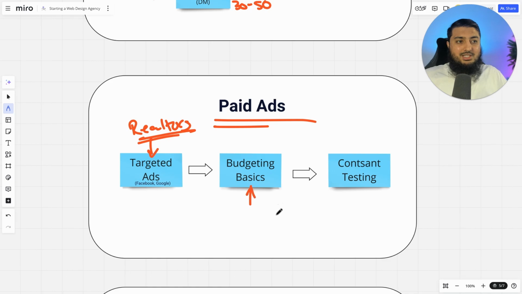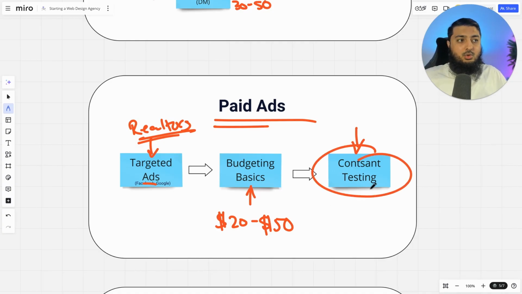The next thing that we want to discuss is budgeting basics. When you are starting a new ad, what I would advise is spending anywhere from $20 to $50 per day just to test it out. The final thing that you want to do is constantly test. So test new images, new creatives, new copy. You want to keep doing this until you have paid ads dialed in.